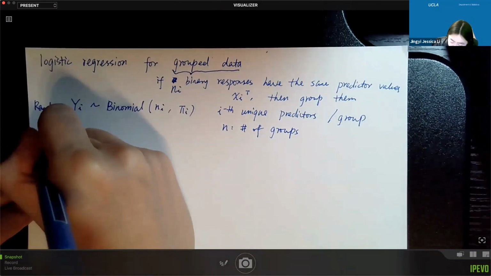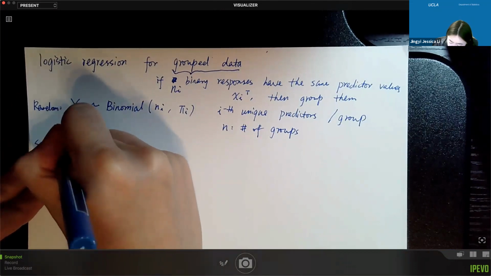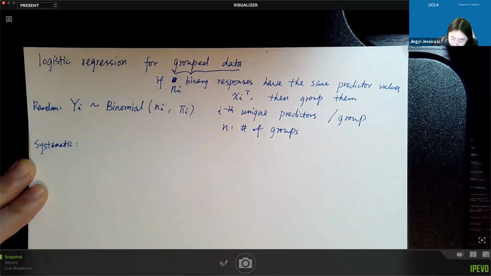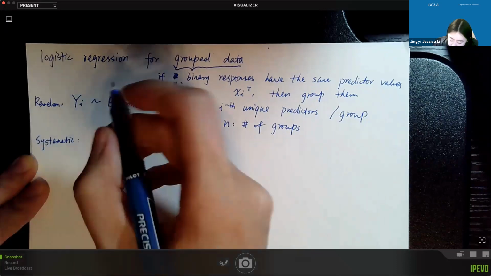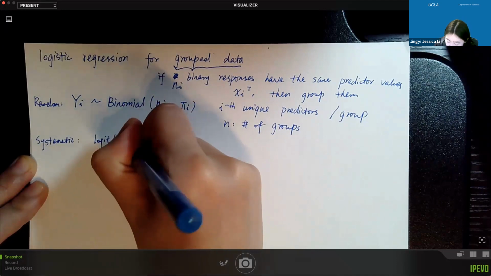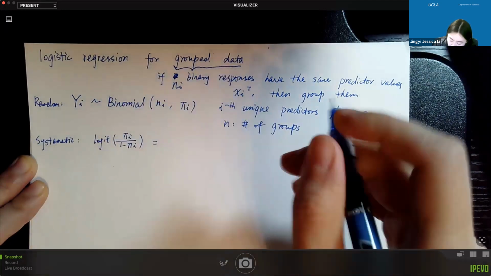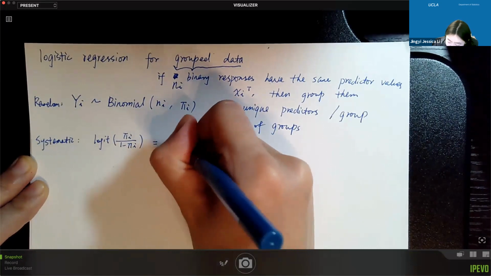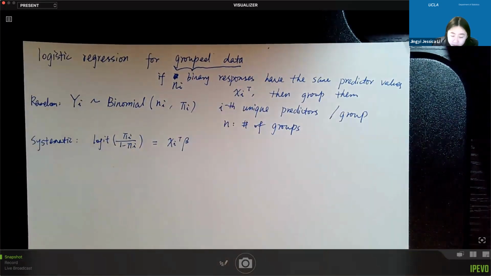And for the systematic structure, sorry, this is the random structure and this is the systematic structure. It's still the same thing: logit of pi i over 1 minus pi i is equal to xi transpose beta. So it's the same thing, but we can use the logistic regression for group data. And if you check the GLM function in R, you can see that it allows you to input group data, not just binary data. There's an option for specifying that, and that's very useful.